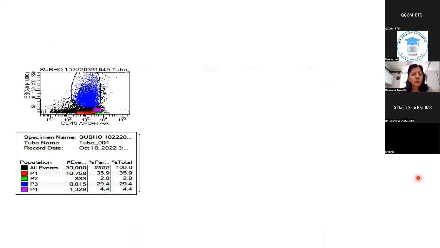Now looking at the CD45 versus side scatter, again you can see that there are these four populations: lymphocytes, monocytes, granulocytes, and the blasts. And the blasts here are more towards touching the lymphocytes. You could ask me, why haven't I gated this? This was actually gated, but then in further analysis, I realized that these were debris. So these were not further gated.